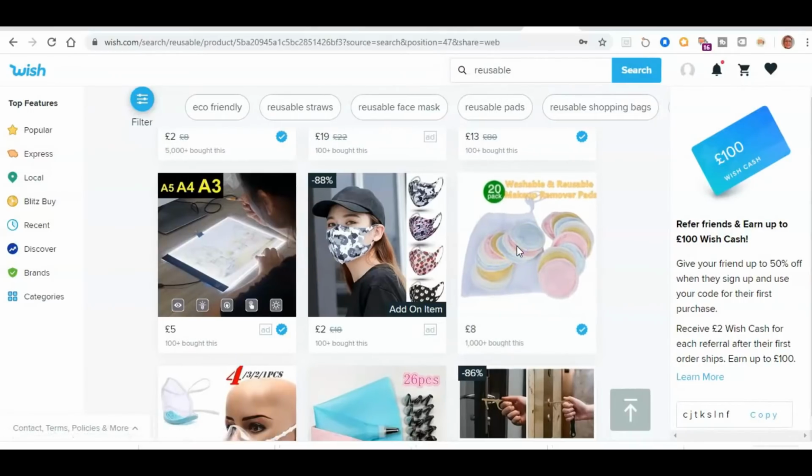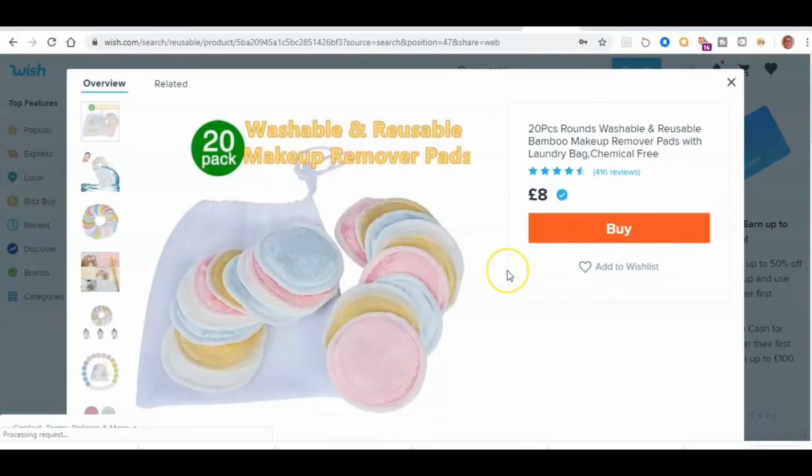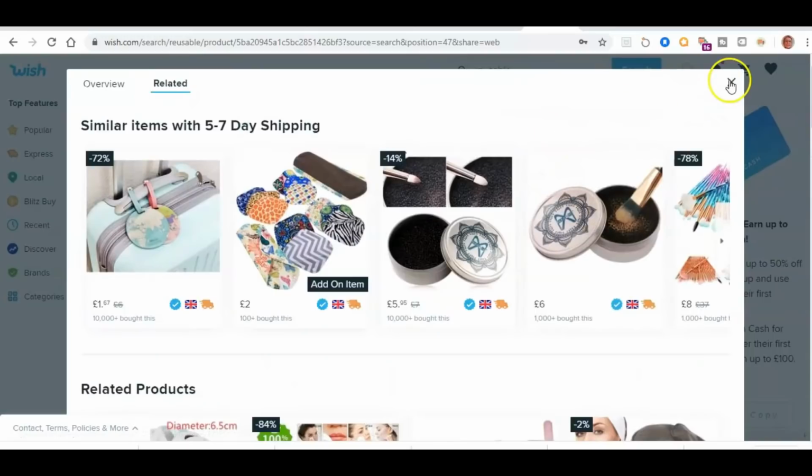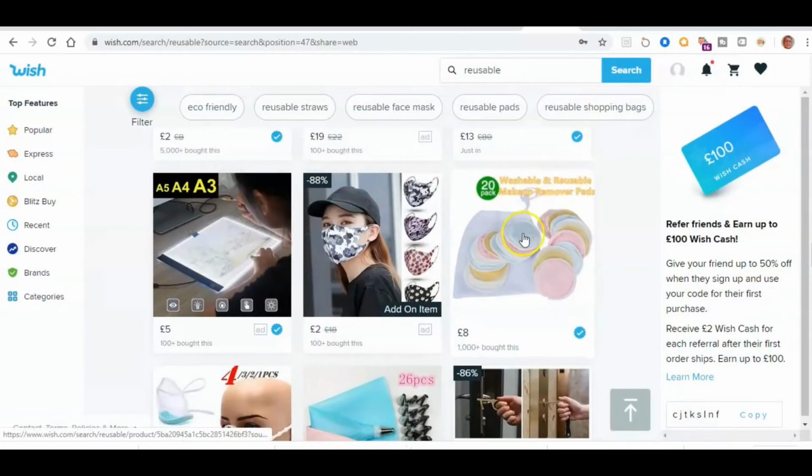I quite like those. They're actually a little bit more expensive than I thought they would be, but those are bamboo makeup remover pads. I really like those, and I don't think you would immediately guess the price. They're chemical free. I definitely like those. So let's put those in our spreadsheet because I like those as a reusable item: washable or reusable makeup remover pads.